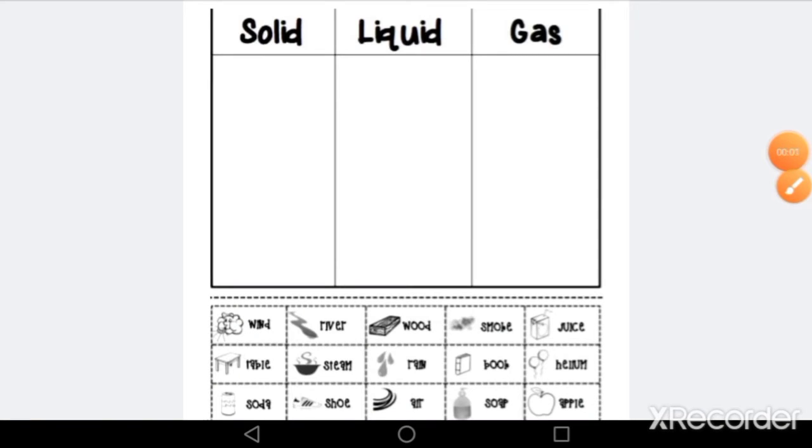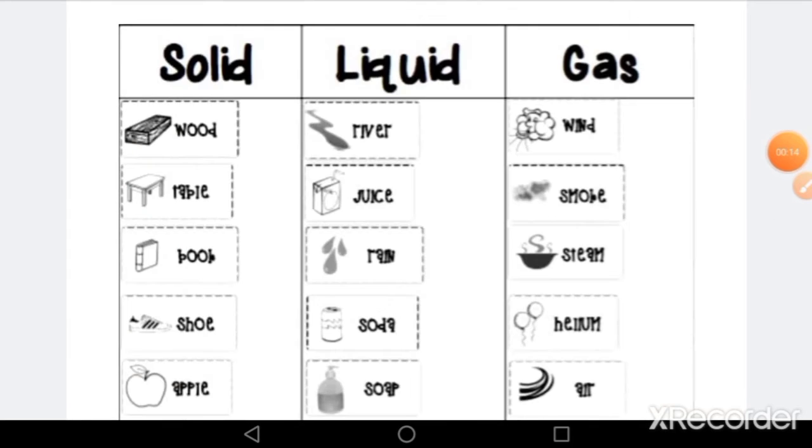Now let's solve the worksheet. Children, you have to classify the following things into solid, liquid and gas. So here wood, table, book, shoes and apple are examples of solids as they are hard and have fixed shape. Because in solids, particles are packed very close to each other.